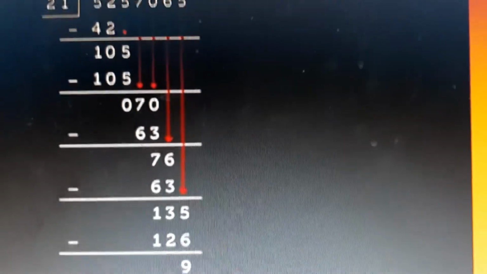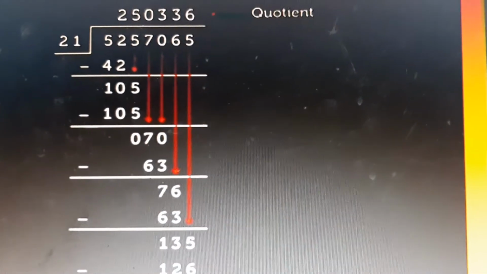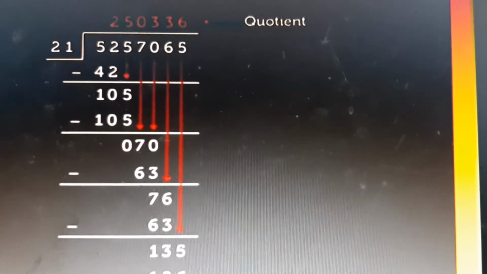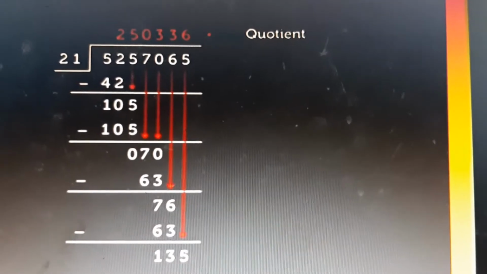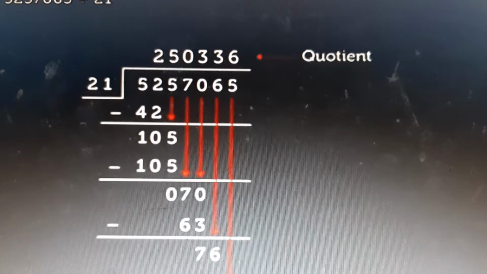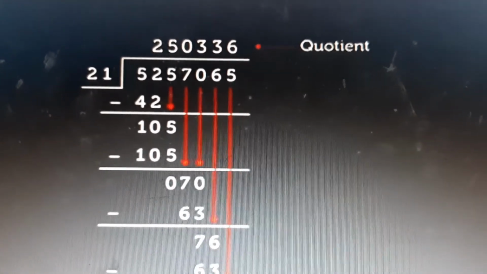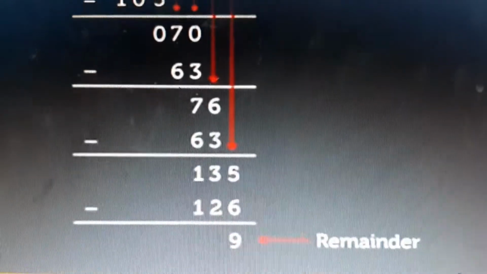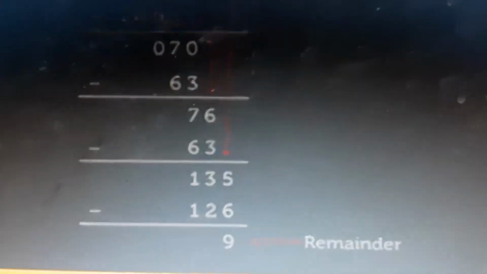So 9 is the remainder, and what is the quotient? 2,50,336 is the quotient, and the remainder is 9.